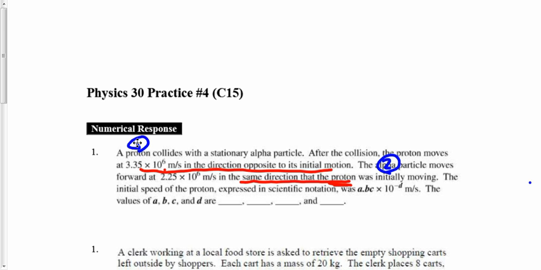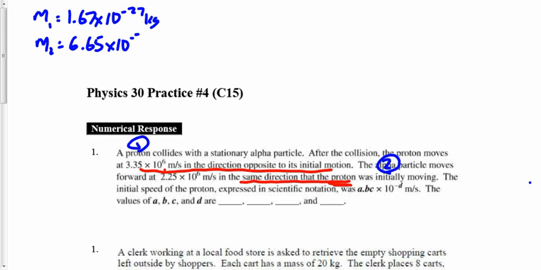Let's write down some givens here now. The mass of a proton, I'm going to call that M1, is 1.67 times 10 to the minus 27 kilograms. And that's on our data sheet. The mass of the alpha particle is 6.65 times 10 to the minus 27 kilograms.